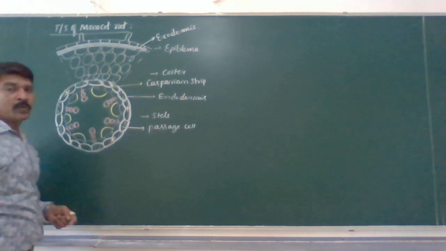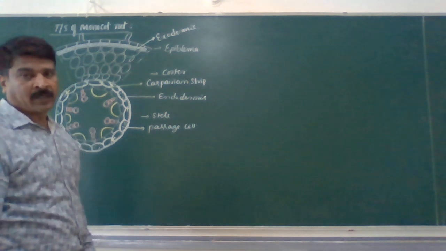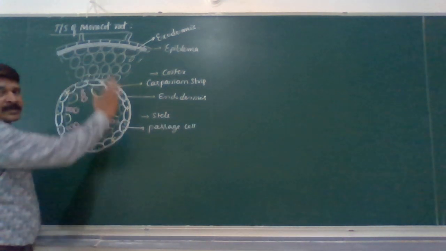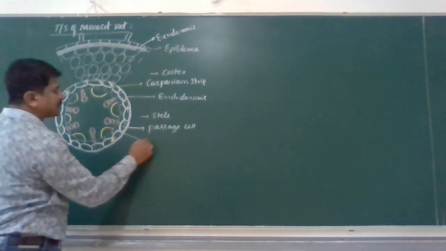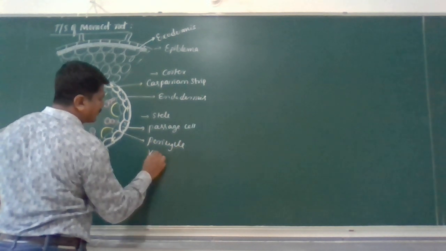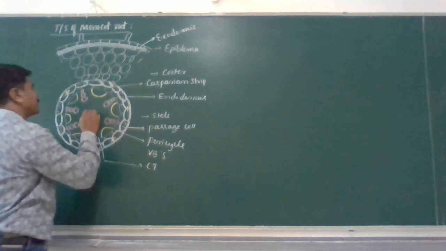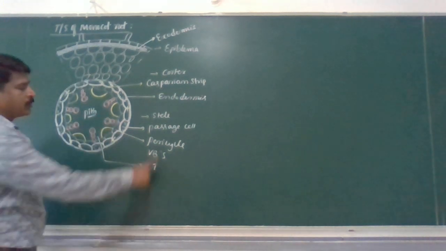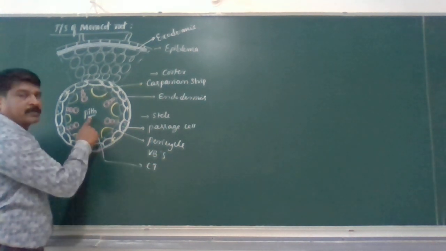In monocot root, stele is larger in size. This is one more difference. In dicot root, stele is smaller, but here overall stele is larger. Here also stele is differentiated into pericycle, vascular bundles, conjunctive tissue, and pith or medulla. These are the four layers.